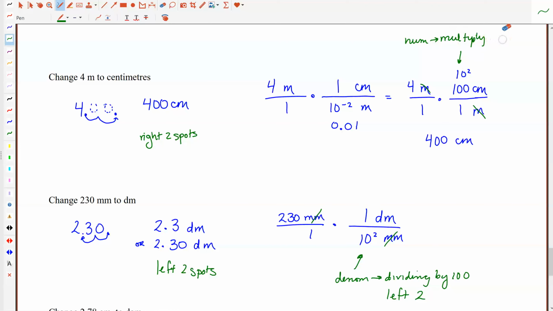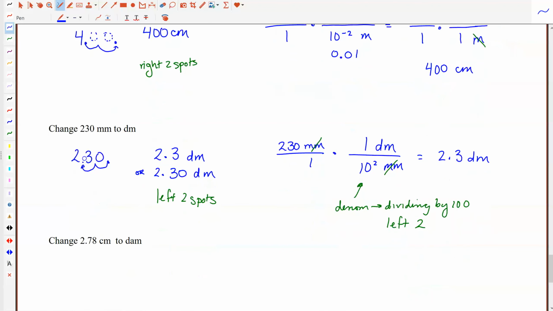Okay, so this was on that previous example about the 4 meters to centimeters. On our conversion factors, we multiplied by 100. So when you multiply by a power of 100, you're going to move the decimal point right, however many zeros there are, or however big that exponent is. Okay, so this then tells me that I want to move the decimal point left 2 spots. So again, for my final answer, I end up at 2.3 in decimeters.